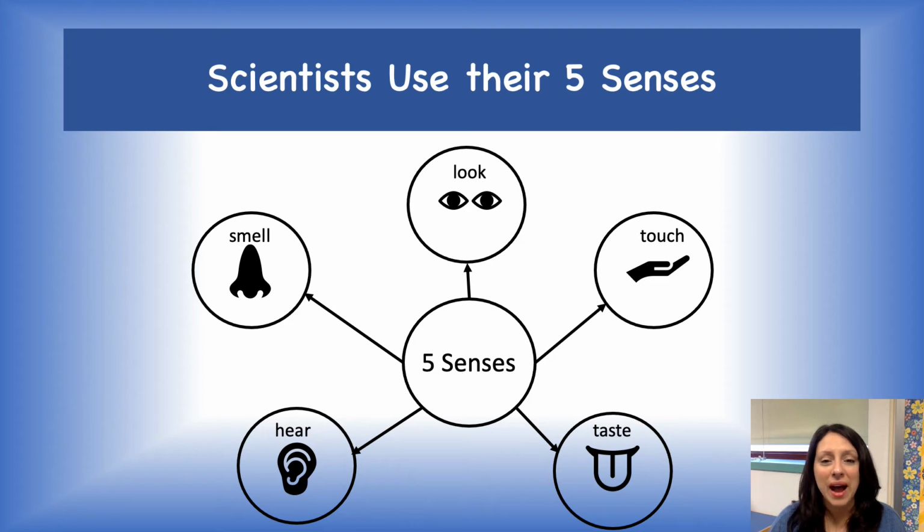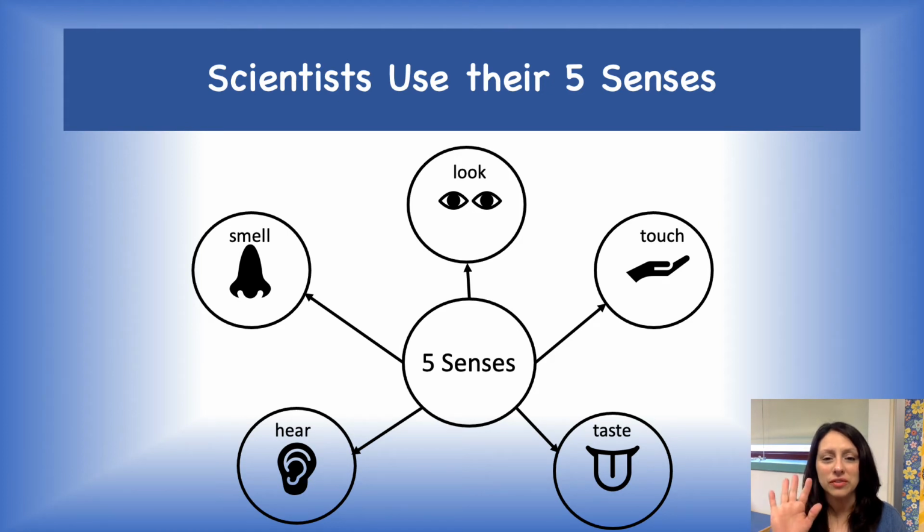Scientists use their five senses. This is a great way to learn more about whatever they're studying or researching. What are your five senses? Well, you have the sense of sight. So you use your sense of sight to see what something looks like, to see how it's moving.